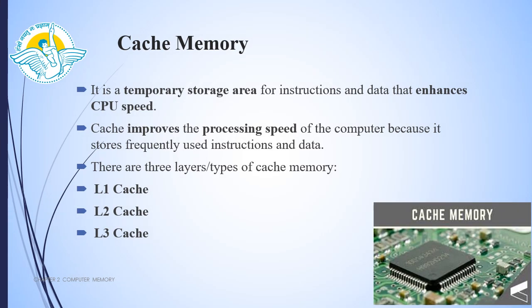The next type of memory is cache memory. It is a temporary storage area for instructions and data that enhances the CPU speed. The CPU can access the data that is stored in cache memory faster than the data that is stored in RAM. Cache improves the processing speed of the computer because it stores frequently used instructions and data. There are three layers or types of cache memory: L1 cache, L2 cache, and L3 cache. Here on the slide you can see the picture of cache memory.